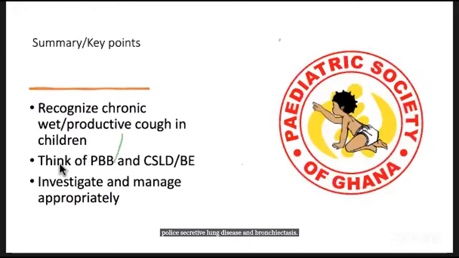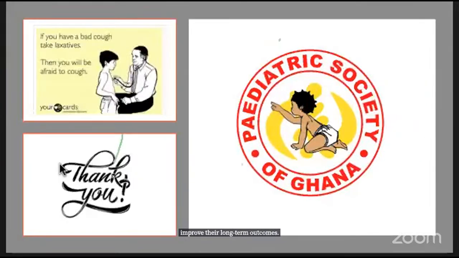And then the other two speakers will talk about investigating and managing. Once you diagnose or suspect it, you need to investigate appropriately and then manage them as well to improve their long-term outlook. So I want to end here and give way to the other presenters. I'm not sure if we'll take questions now or at the end of the whole presentation. I want to thank you, audience.